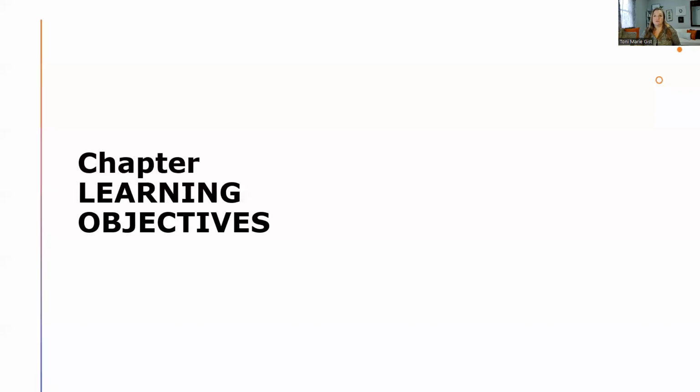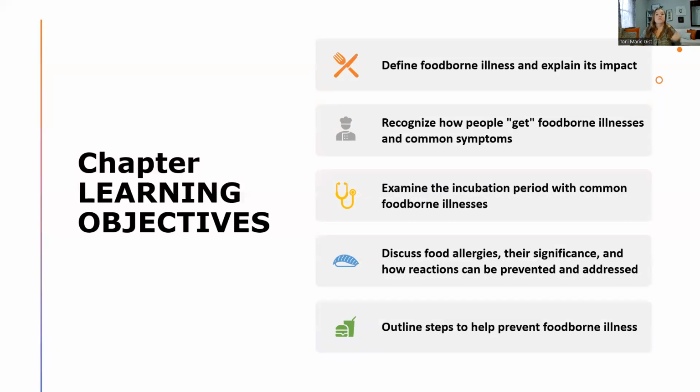So, as we discuss food safety, we're going to talk about the following learning objectives. First, we need to define foodborne illness and explain its impact. Second, we're going to recognize how people get foodborne illness, and we're going to highlight some common signs and symptoms. Third, we're going to examine the incubation period with common foodborne illnesses.